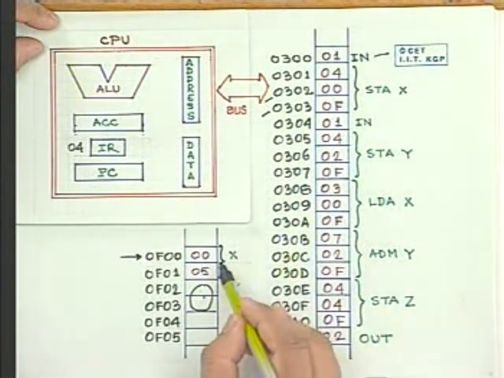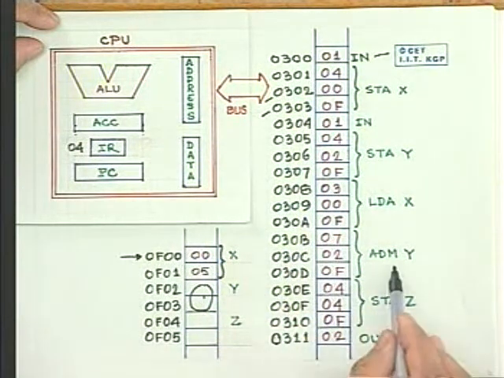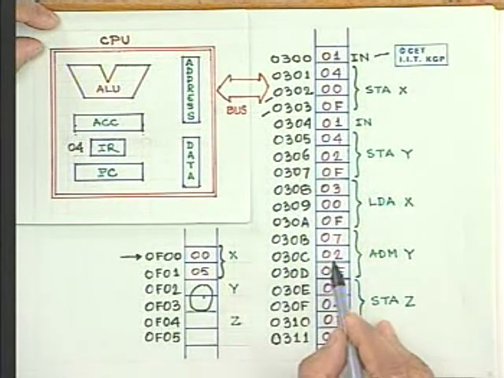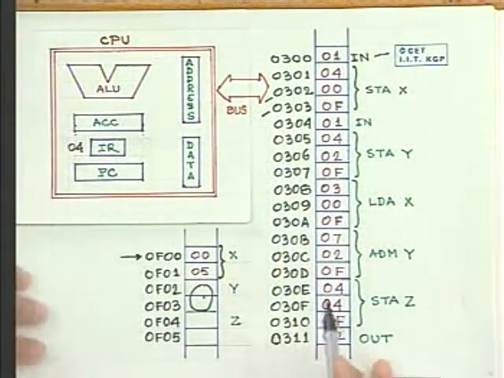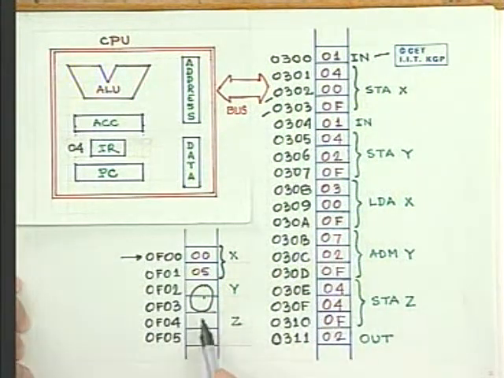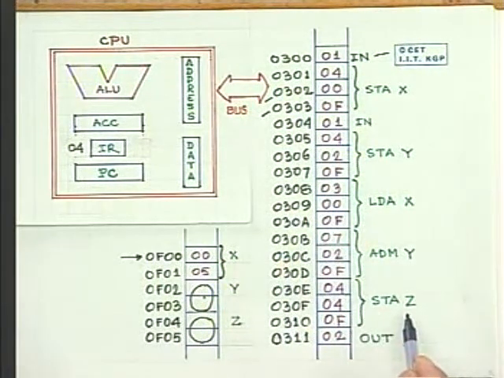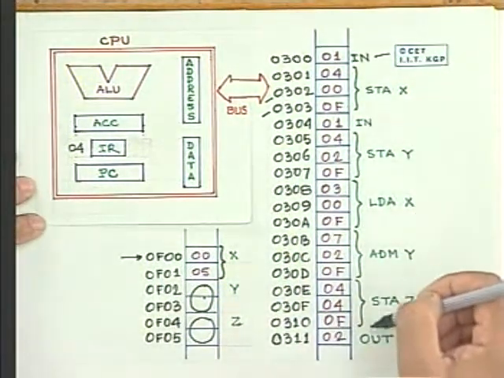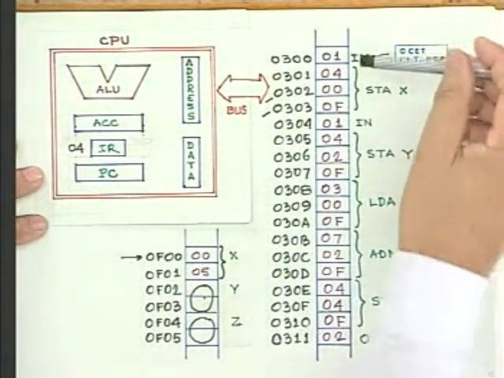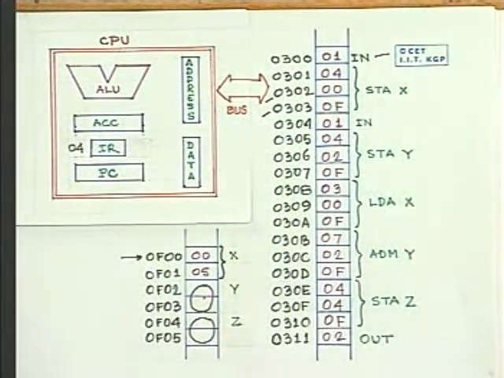Add memory will take the content of X and the content of Y and will be loaded into the memory location 0F02. It will be stored in that memory location by store accumulator Z 0F04. That means this is the memory location, 2 bytes designated as Z, and that way this entire sequence of instructions will be executed sequentially, and the program counter will always keep track of which instruction is to be executed next.